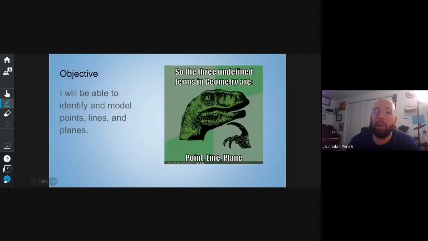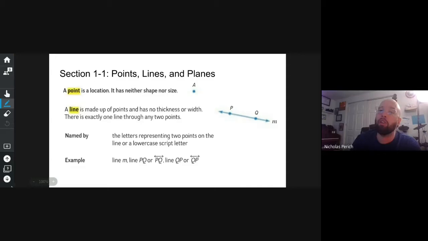What are we doing? Well, the Velociraptor says that we are doing point line plane. This is literally the first geometry section that you're ever going to see. Hooray! We are now in geometry. We are now moving from a lot of math to a lot of pictures. So let's try to understand this vocabulary.